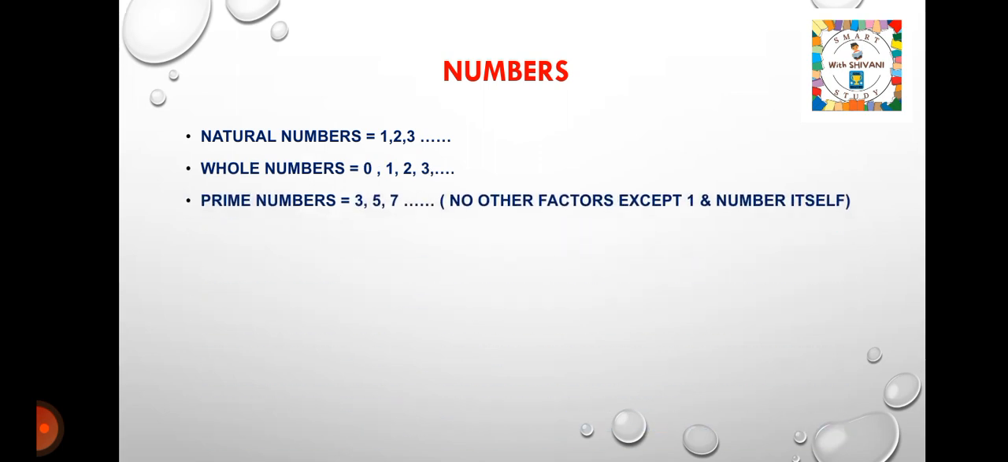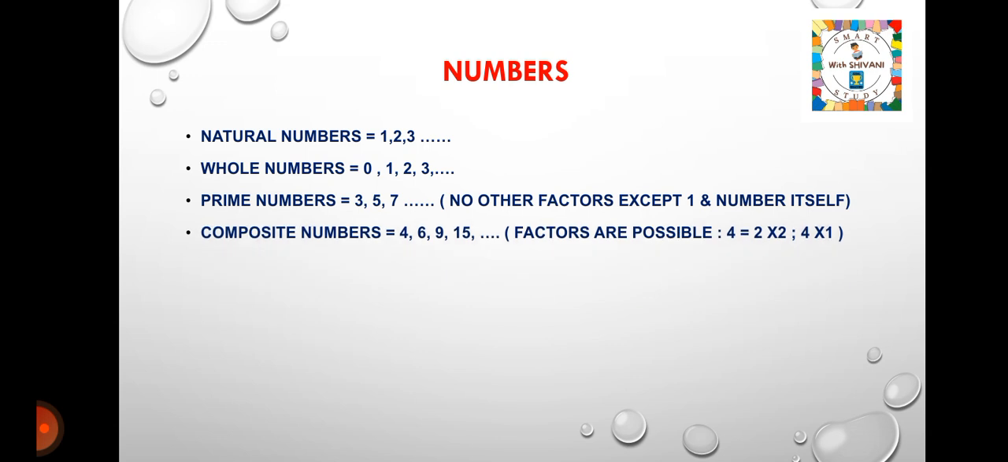Prime numbers are those numbers which don't have any other factors except 1 and the number itself, like 3, 5, 7, 11 and so on. Composite numbers are those numbers whose factors are possible, like 4, 6, 9, 15, wherein 4 has 2 times 2 and 4 times 1.